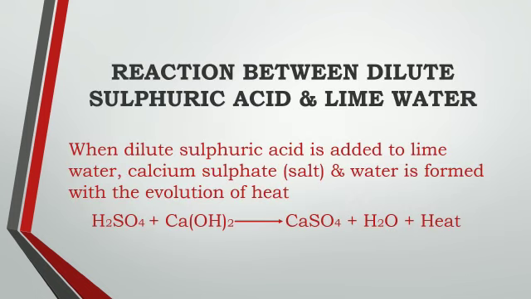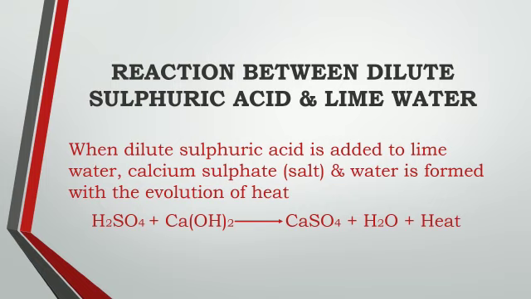Reaction between dilute sulfuric acid and lime water. Children, this reaction is an example of the neutralization reaction. When dilute sulfuric acid is added to the lime water, calcium sulfate and water are formed with the evolution of heat. Children, here the calcium sulfate is the salt.